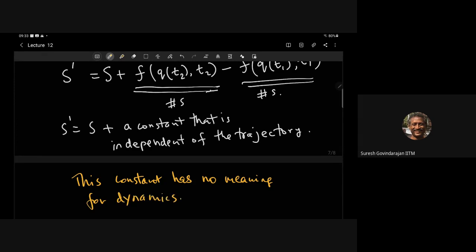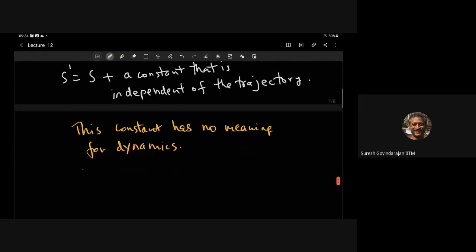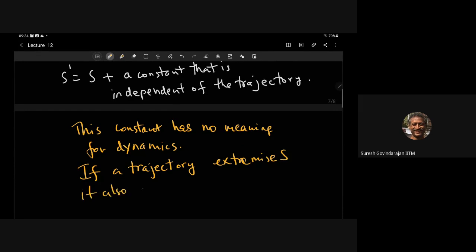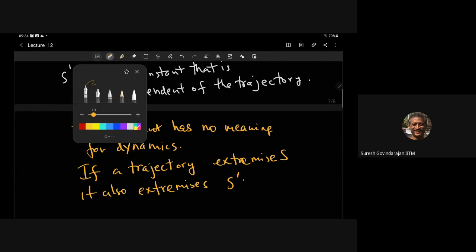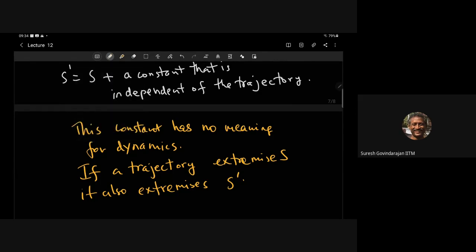And if something extremizes S, it will also extremize S prime. So if a trajectory extremizes S, it also extremizes S prime. Is this point clear? Yes, sir. Okay, very good.